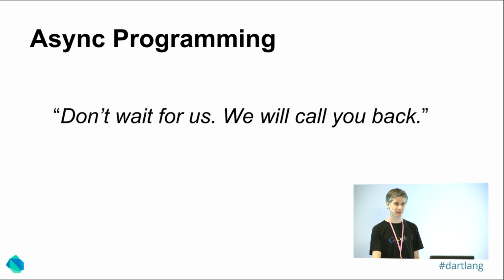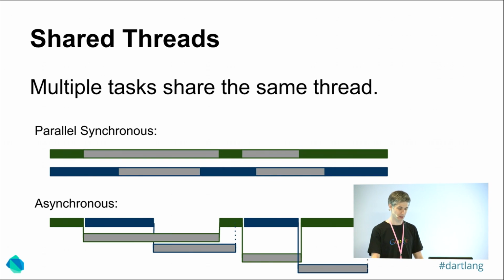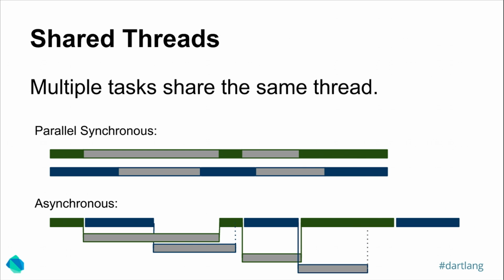So the asynchronous programming model in return basically says, don't wait, especially for these system calls. We will call you back, so the system will call you back. So if you go back to these parallel tasks that are running in multiple threads, the green and the blue ones here, in the parallel synchronous model, you just had the threads and they were waiting, whereas in the asynchronous model, you use one thread and you run the same tasks on the same thread, and when you're waiting for the system, you continue running another task on the same thread.